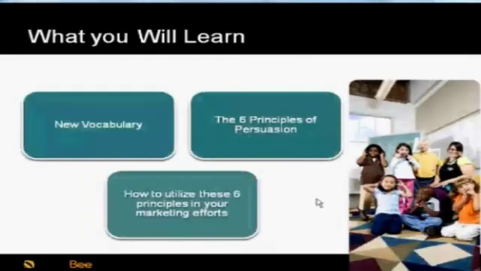Let's go ahead and get through this. Let's see what you're going to learn tonight. I've got some new vocabulary, because it's very important that you understand the vocabulary in marketing and whatever new thing you take on. If you don't understand what people are talking about, it's not going to help you much. Then we're going to talk about the 6 principles of persuasion. I'm going to give you some examples of how you can use these in your marketing efforts, okay?